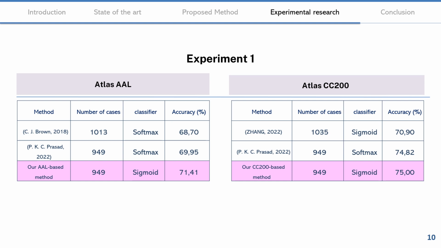Using CC200 brain parcellation, we obtained an average rate of 75% for the accuracy compared to well-known recent CC200-based methods from the literature. We noted that our method achieved an average improvement of 1.64% in the accuracy rate over their best rate.